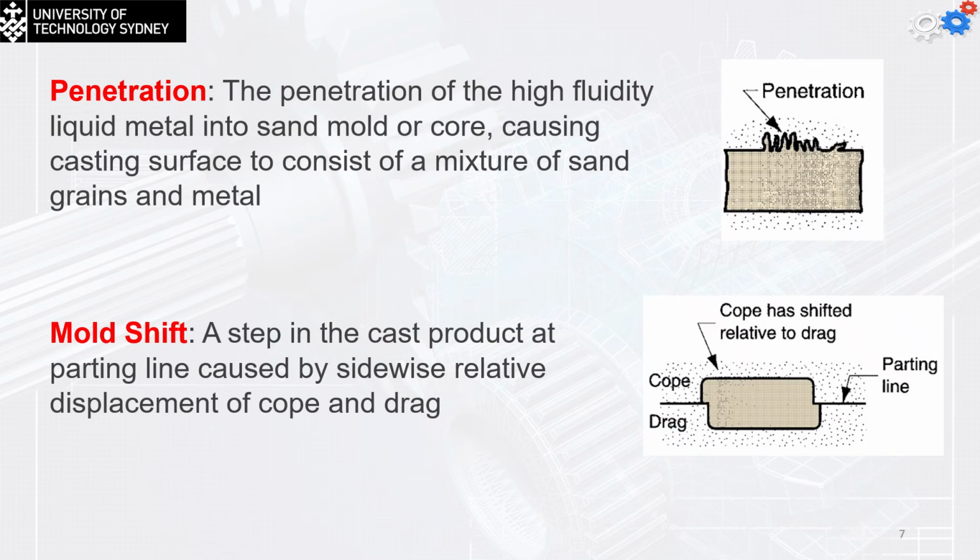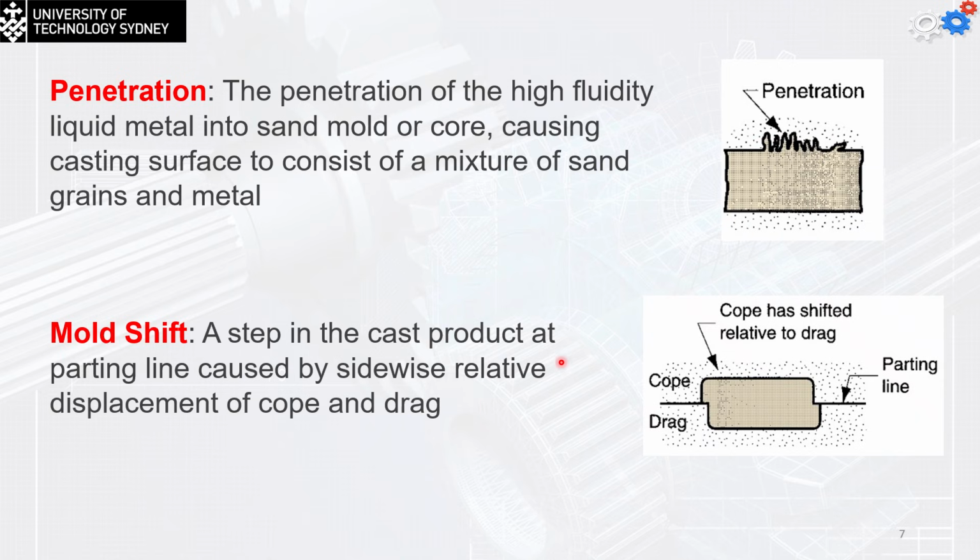We have the penetration, which is the penetration of the high-fluidity liquid metal into the sand or the mold core, causing the casting surface to consist of a mixture of sand grains and metal. Definitely, this can be easily machined and removed.